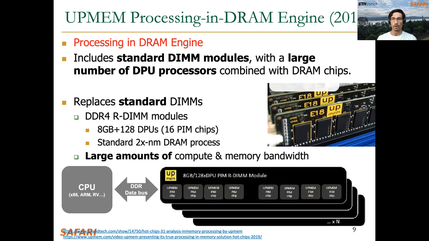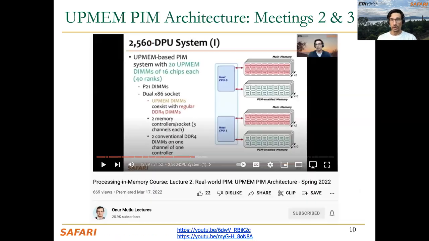Remember that the UPMEM PIM architecture is a near-bank processing in memory architecture where the memory chips are extended with small processors called DRAM processing units or DPUs that we can find inside the memory chip near the memory banks. You can learn about this UPMEM PIM architecture in several of our lectures, in particular in lectures 2 and 3. We covered the architecture in a lot of detail.